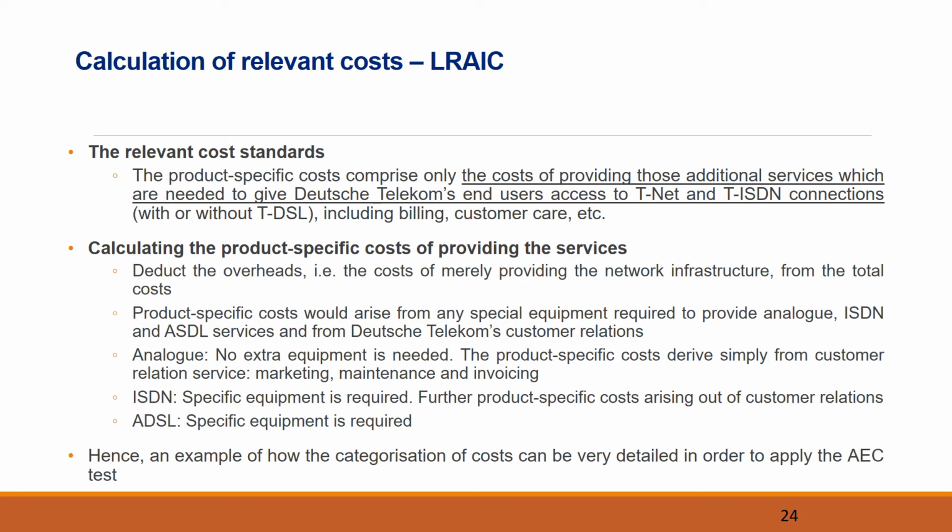To calculate the product-specific costs of providing the service, one had to do the following. Deduct the overhead costs, i.e. the cost of merely providing the network infrastructure, and add the product-specific costs that would arise from any specific equipment required to provide analog, ISDN and ADSL services from the DT's customer relations. Since analog needs extra equipment, the product-specific costs derive simply from customer relations services such as marketing, maintenance, and invoicing. And when it comes to ISDN and ADSL, specific equipment is required, and as such, these costs should be included.